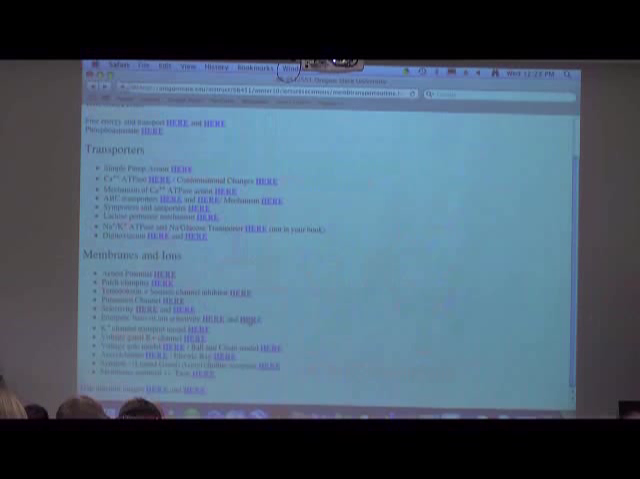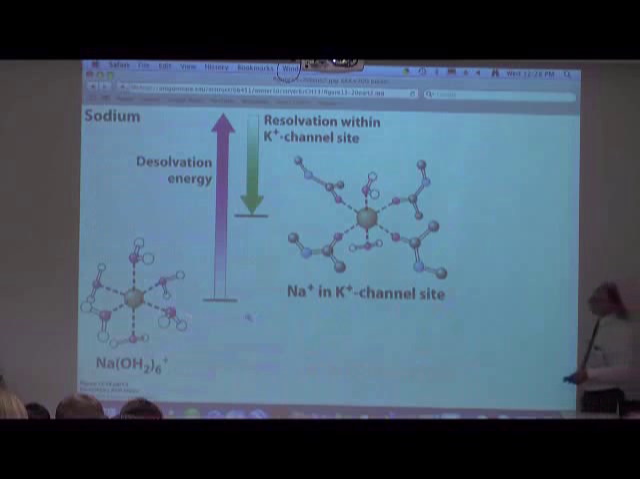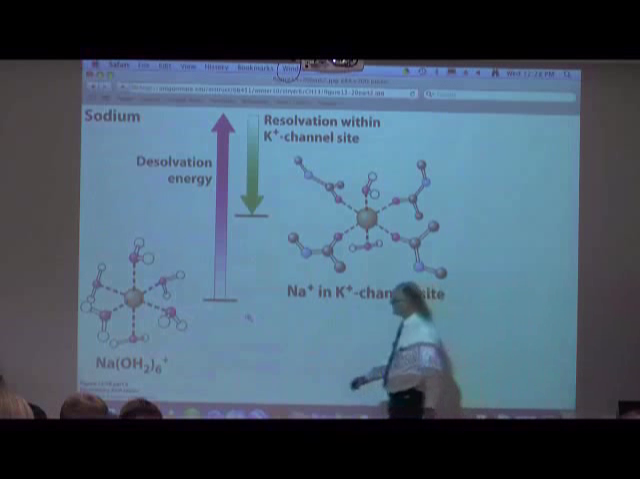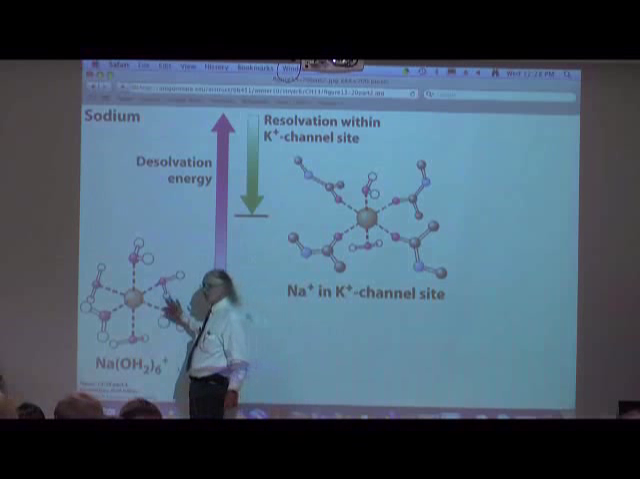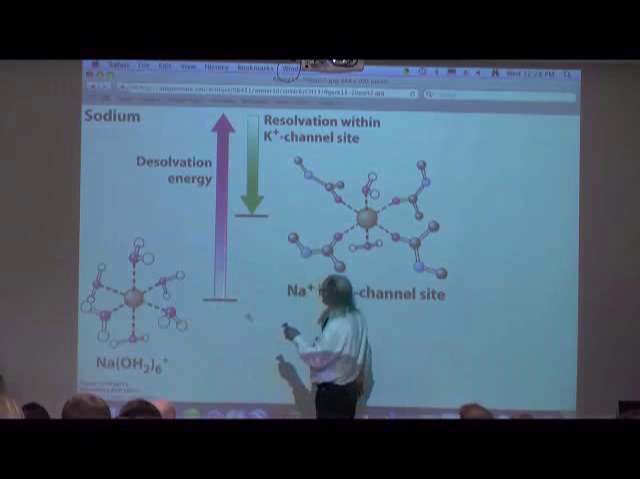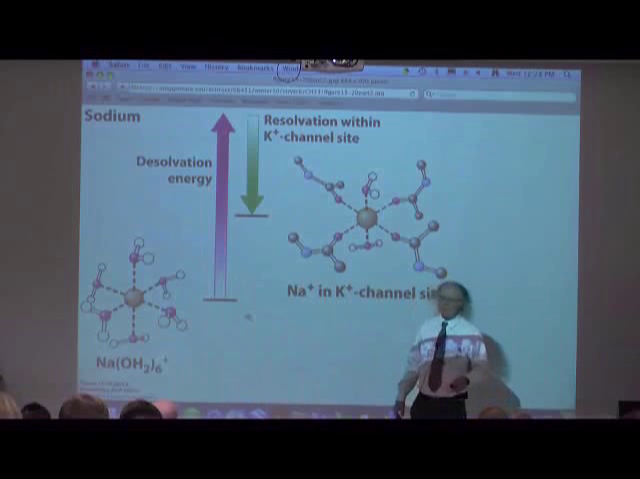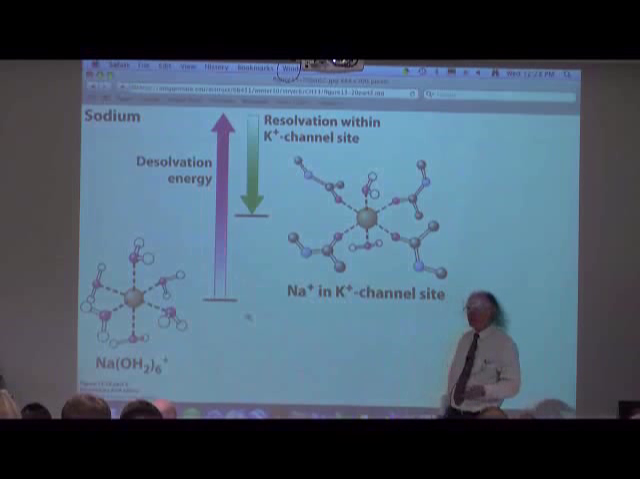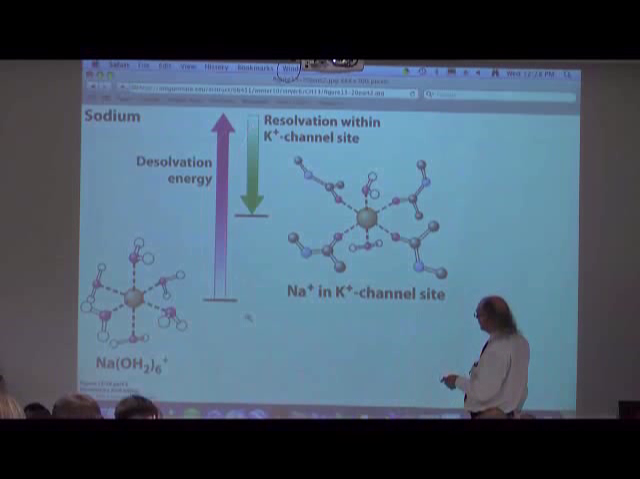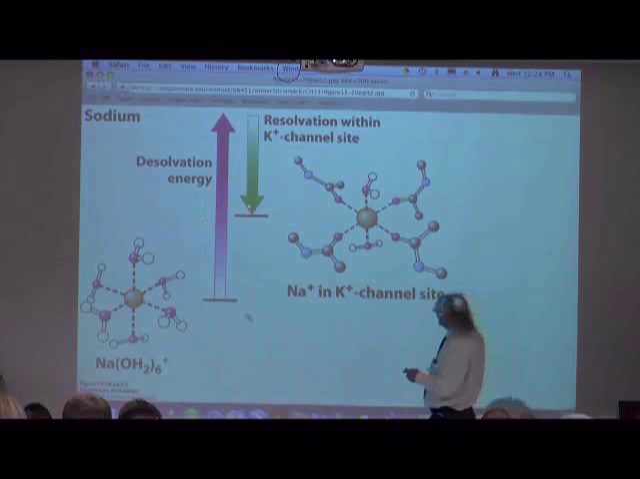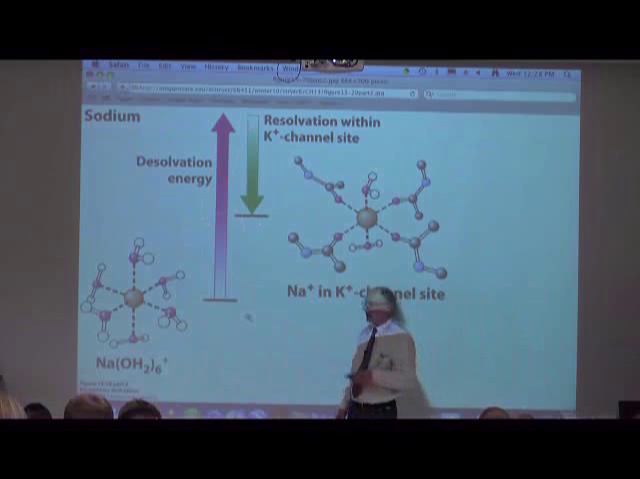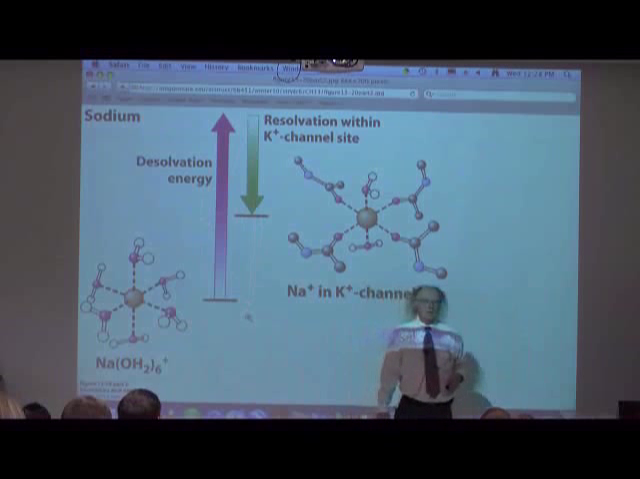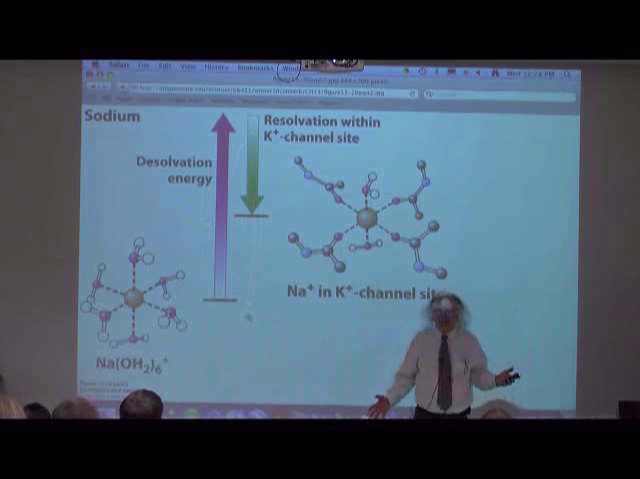With sodium, here's the amount of energy. Here's sodium. Because it's got different dimensions, it's got a different arrangement of waters around it. It takes a certain amount of energy, and you can see a pretty good amount of energy, to strip those waters off as it's passing through. But look at how little energy it recovers as it's passing through that chamber. As the waters are coming back on, that difference is not fully made up. You might wonder why that's the case.